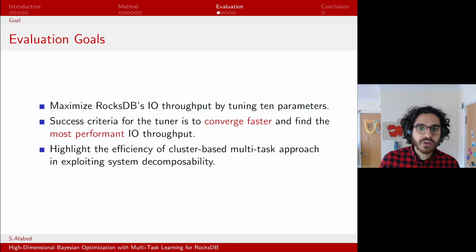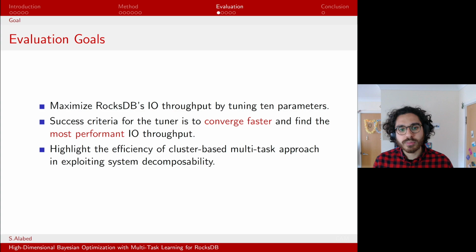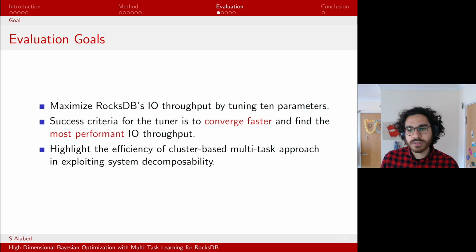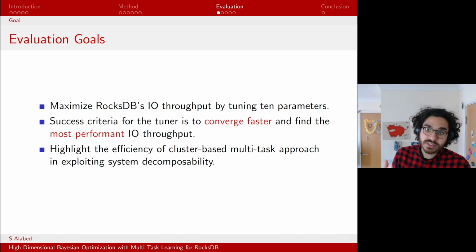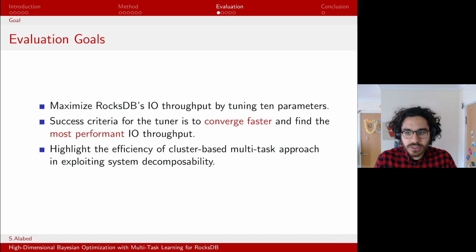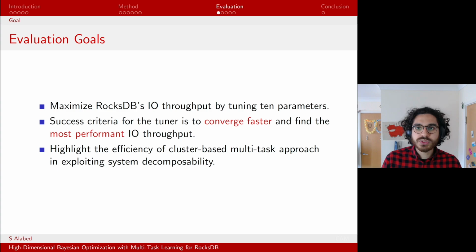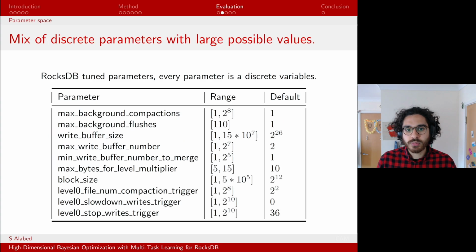Then we try to evaluate the system and see how well it behaves. We are interested in two key components: the convergence speed, and that it needs to find good parameters. So we wanted to find the best parameters as soon as possible. This was based on our experiments against 10 parameters of RocksDB. They were all discrete values and all ordinal, so they have total ordering. They have various ranges, some from 5 to 15, some in the millions, and so on.